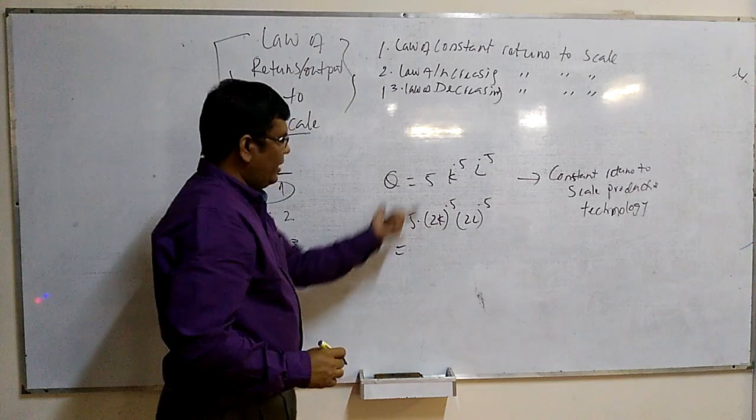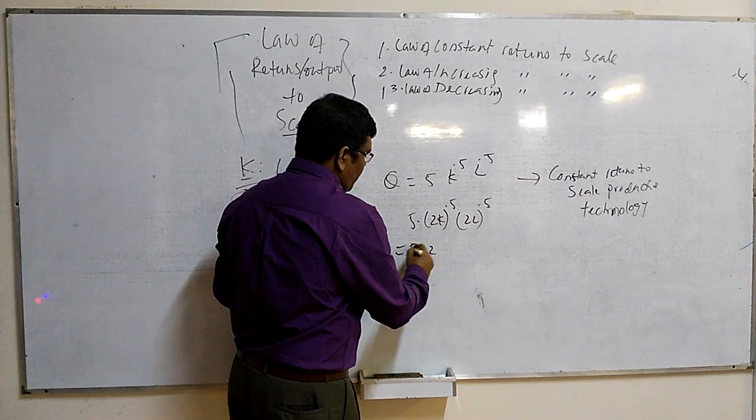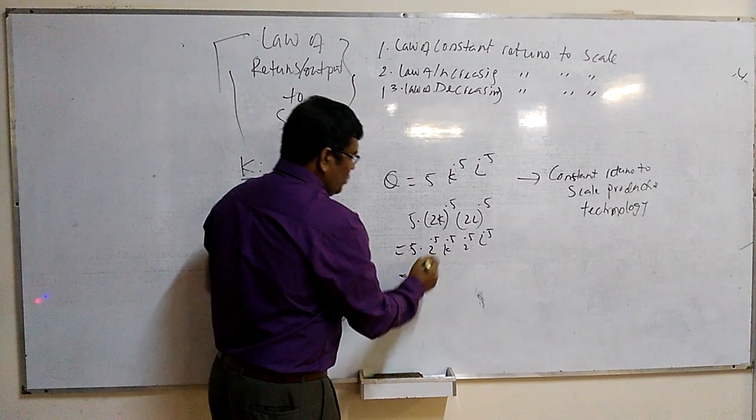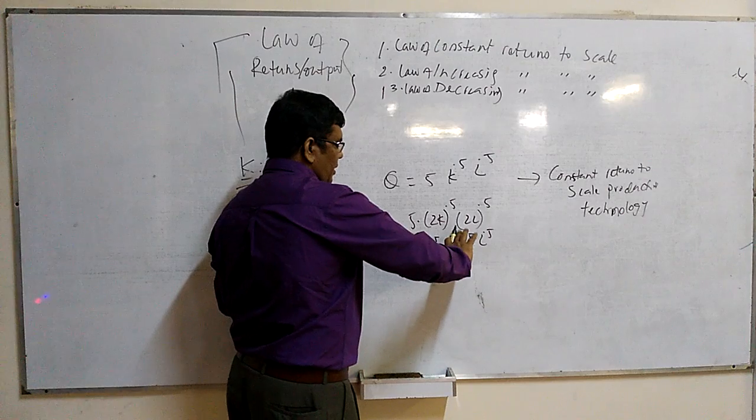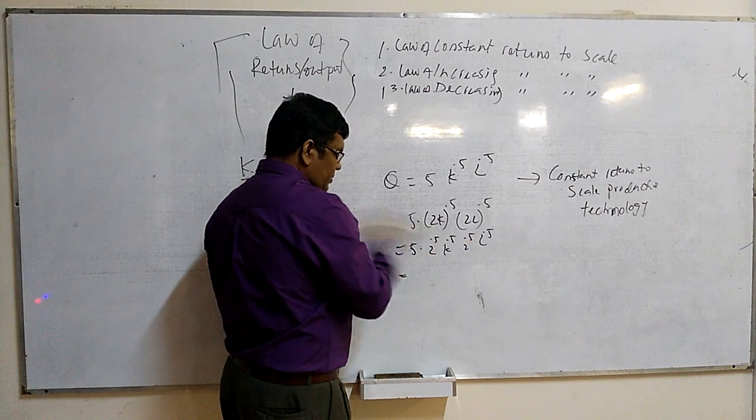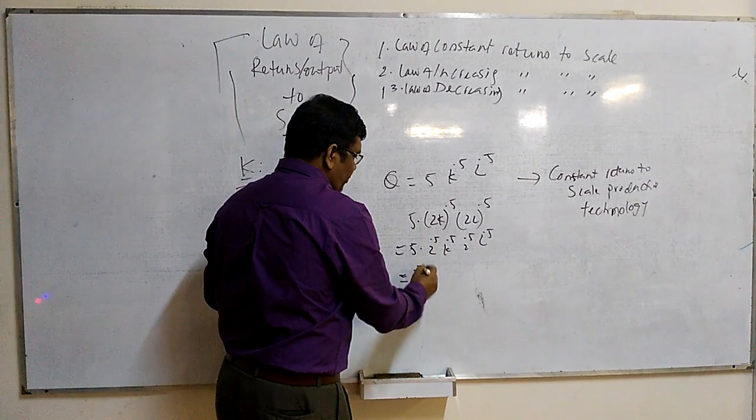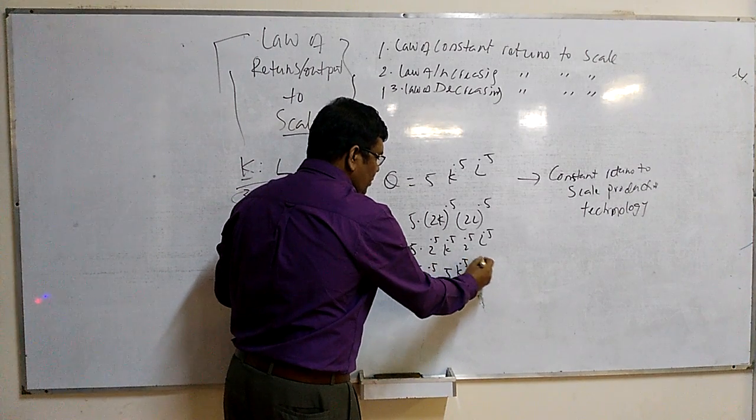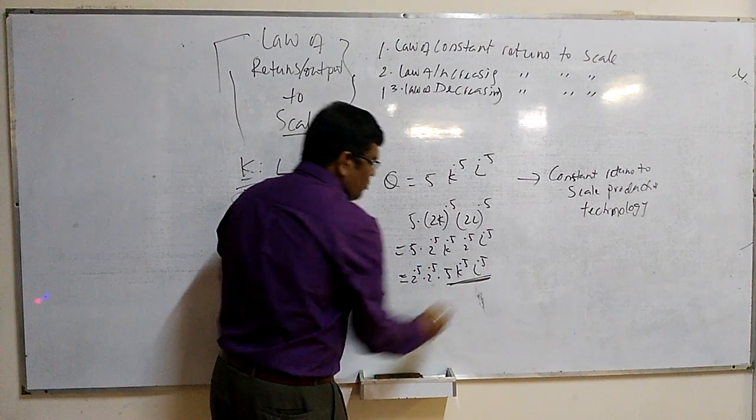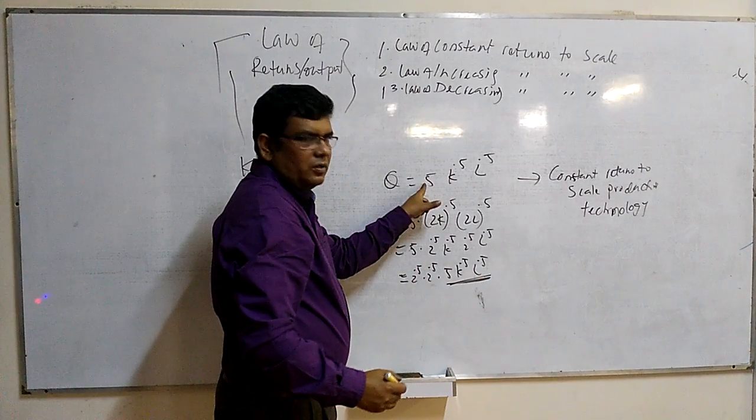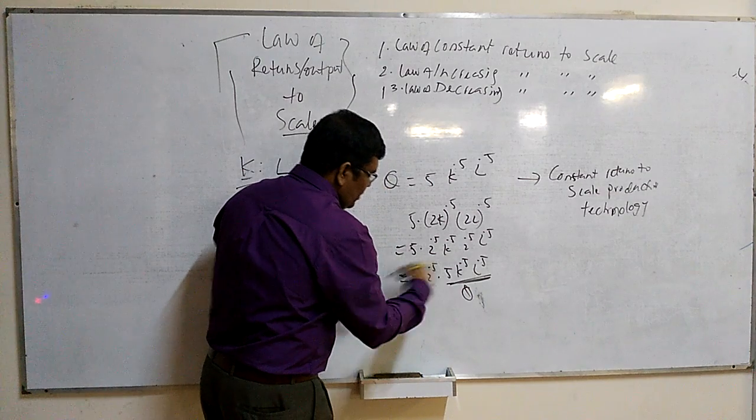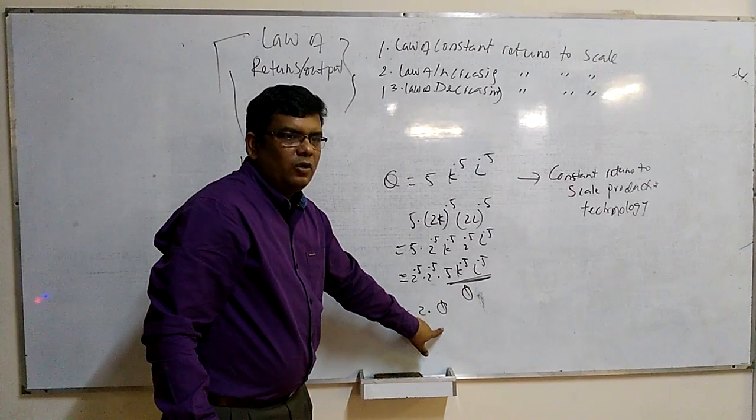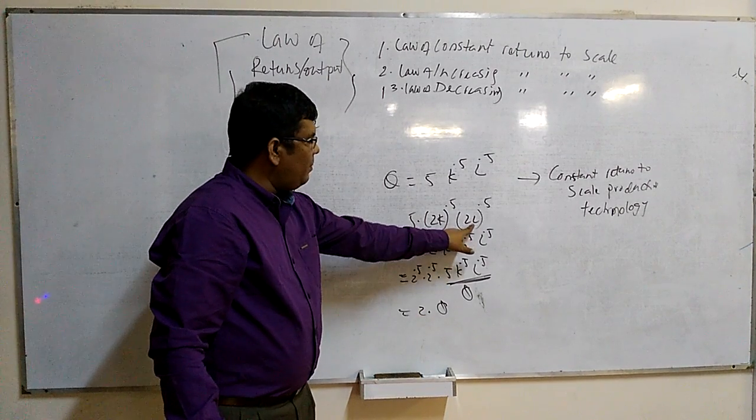Now let us check what happens. 5 is there, 2 to the power 0.5, K to the power 0.5, 2 to the power 0.5, L to the power 0.5. Now all the constant terms we bring in the front. 2 to the power 0.5 times 2 to the power 0.5, and you have 5, K to the power 0.5, L to the power 0.5. Just look at this: 2 to the power 0.5 times 2 to the power 0.5 is equal to 2 to the power 1. And 5 K to the power 0.5 L to the power 0.5 is the same Q. So you have Q multiplied by 2. So Q became double. Why? Because I made the inputs double.